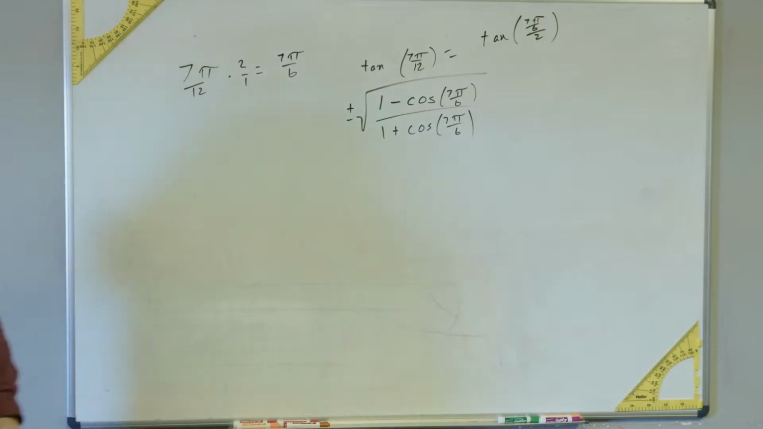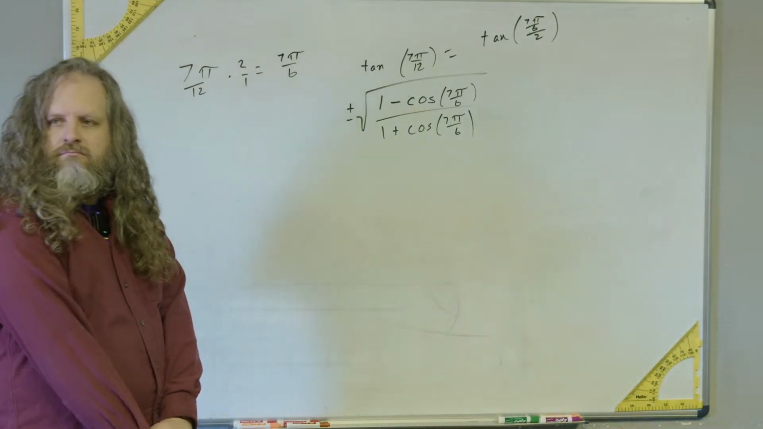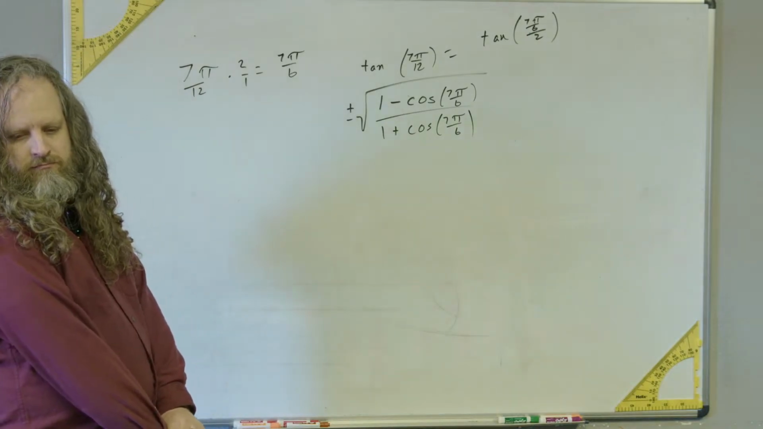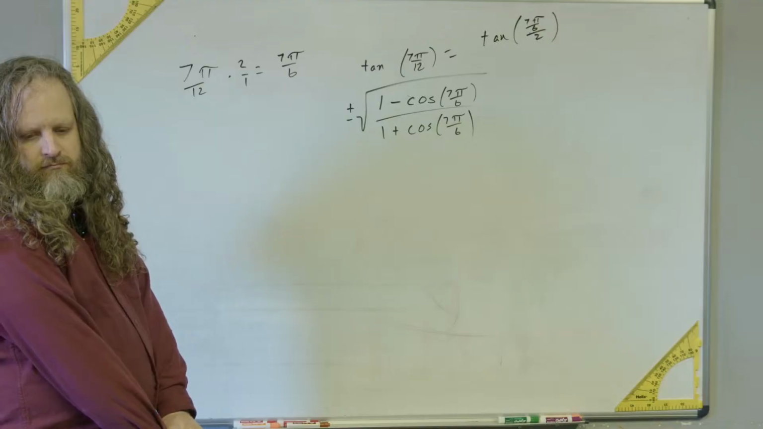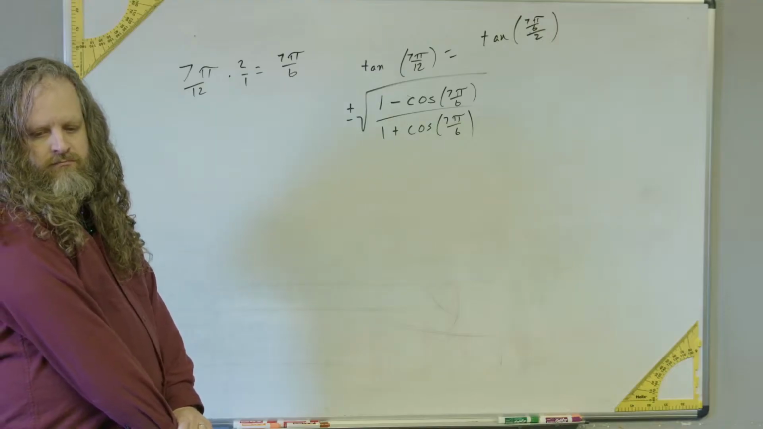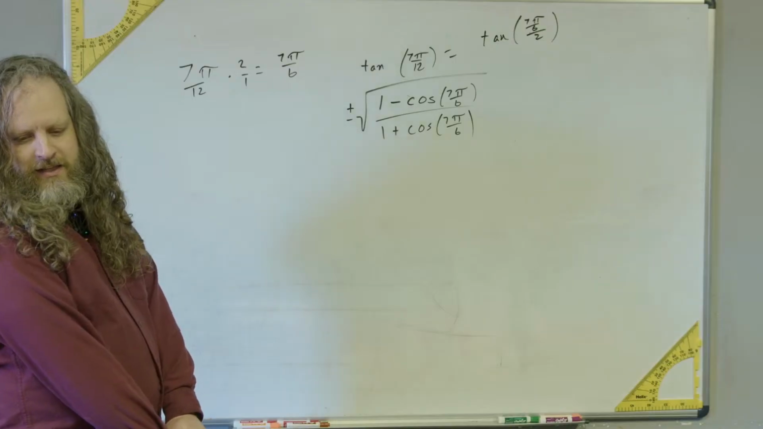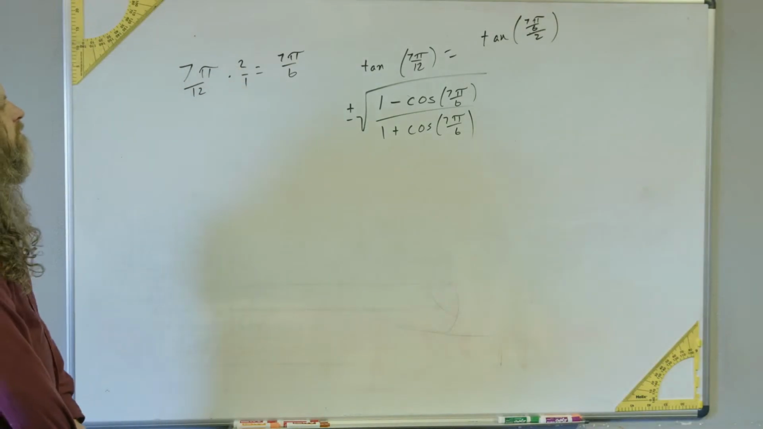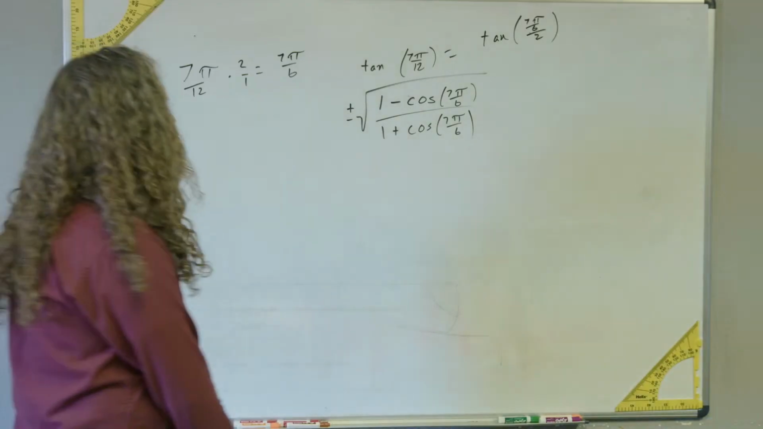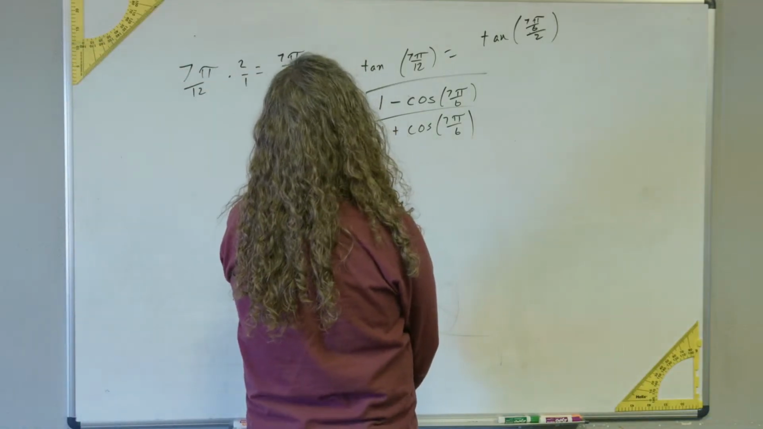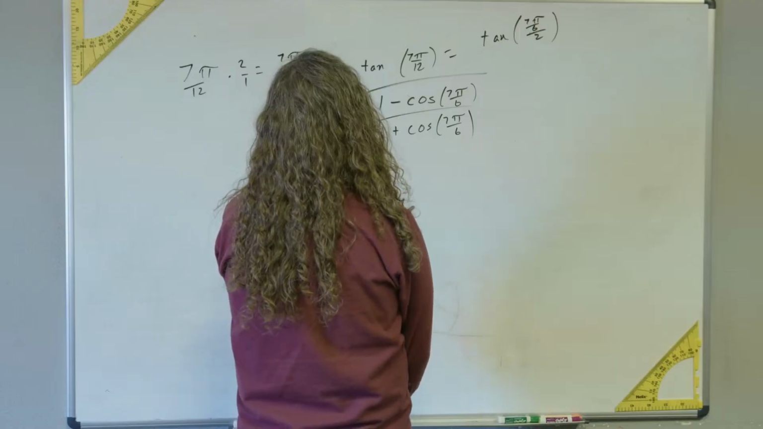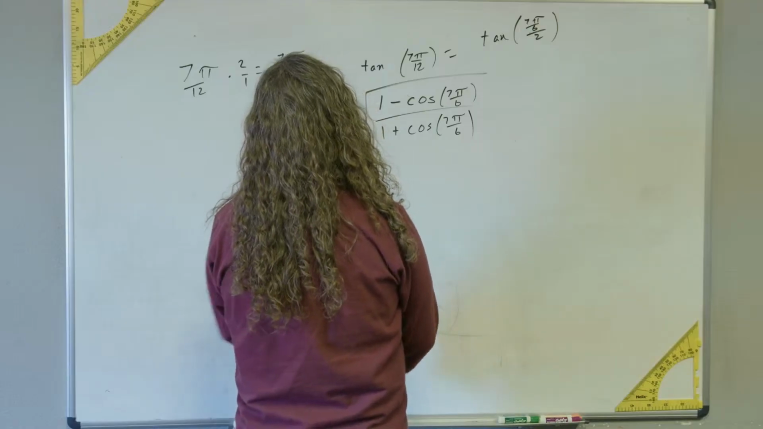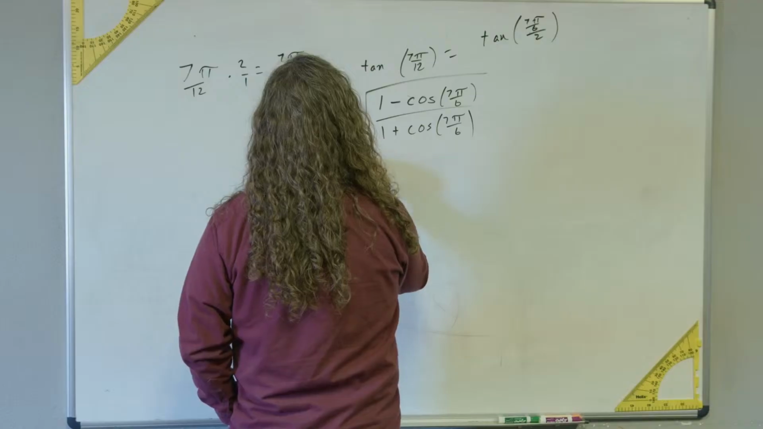Seems right. I got plus or minus the square root of 2 plus the square root of 3. The book says that it's negative 2 minus the square root of 3. I get plus or minus the square root of 3.